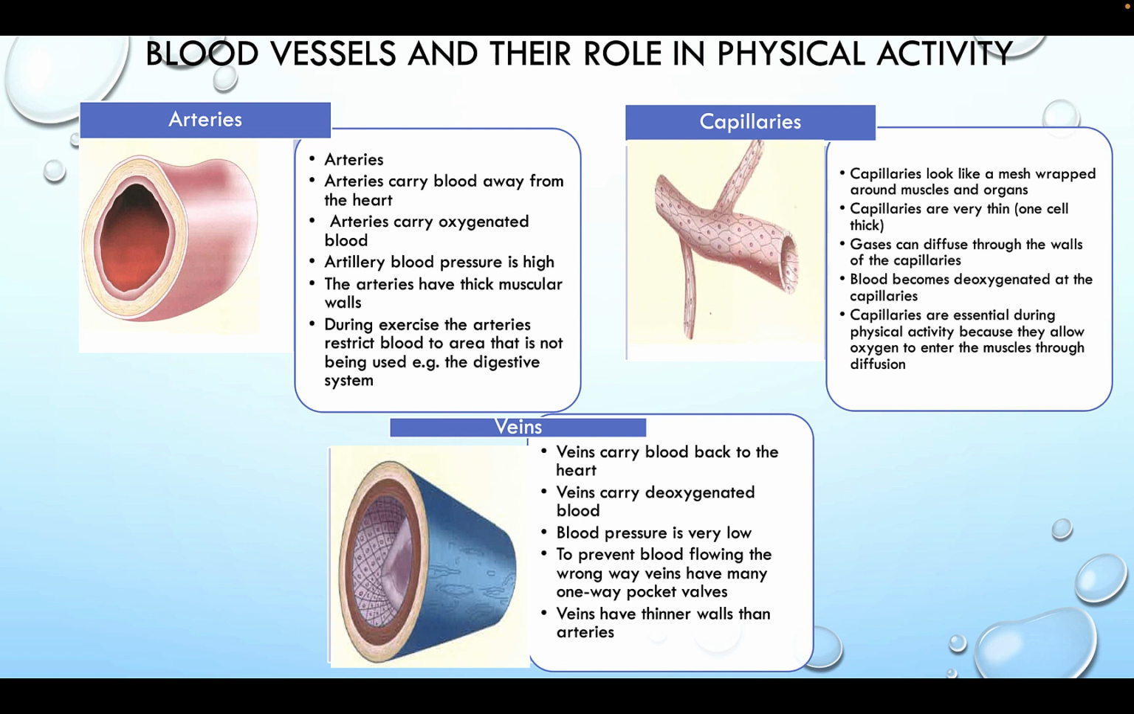Blood pressure is very low to prevent blood flowing the wrong way. Veins may also have one-way pocket valves. Veins have thinner walls than arteries.